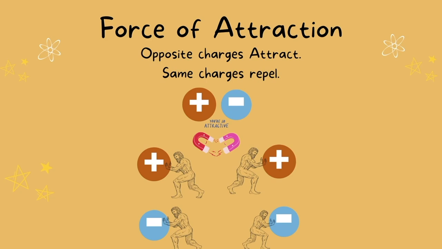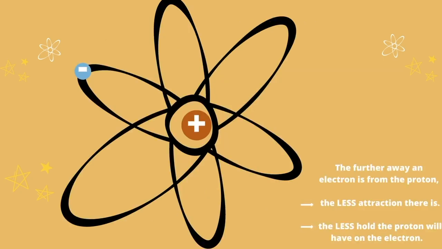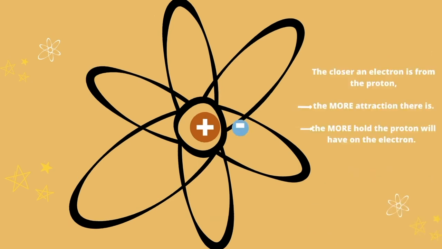It would make sense to say that the closer an object is to the magnet, the better hold the magnet will have on it. So with that being said, the further away an electron is from the proton, the less attraction there is. And the less attraction there is, the less hold the proton will have on the electron. In contrast, the closer the electron is to the proton, the more attraction there is. And the more attraction there is, the more hold the proton will have on the electron.